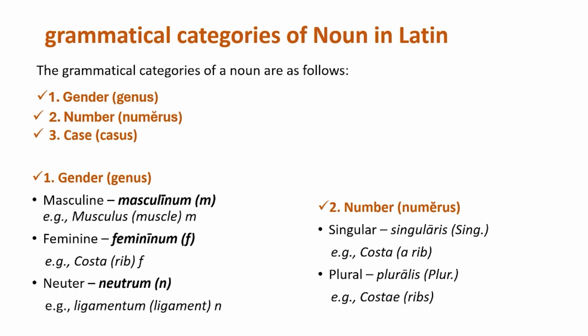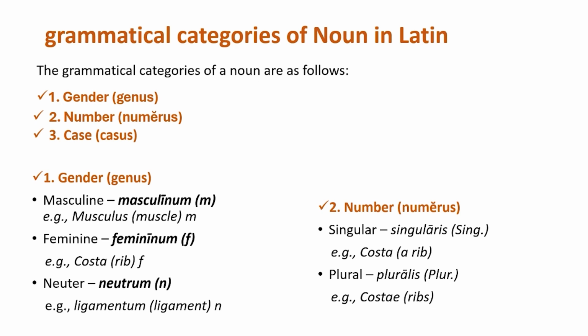Example of a masculine noun is musculus, as muscle is musculus. Example of a feminine noun is costa. Costa means rib, it's feminine. And neutrum is neither masculine nor feminine, it's a neutrum gender. So an example is ligamentum, which is a neutrum gender.